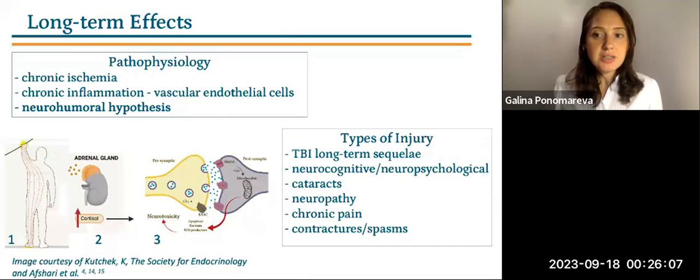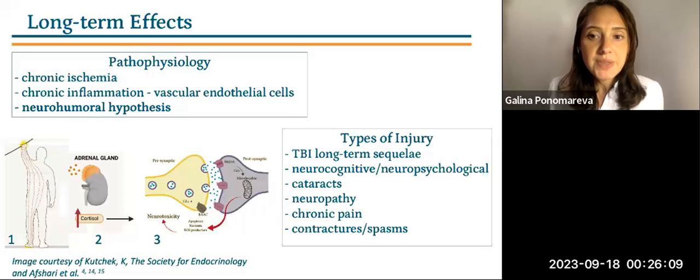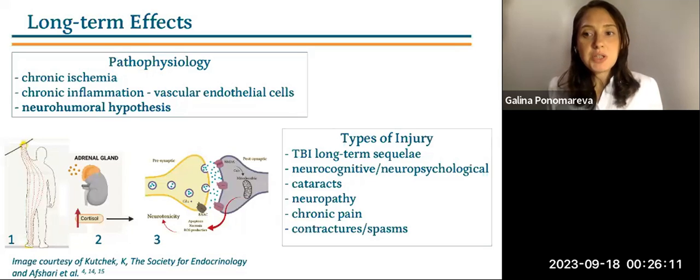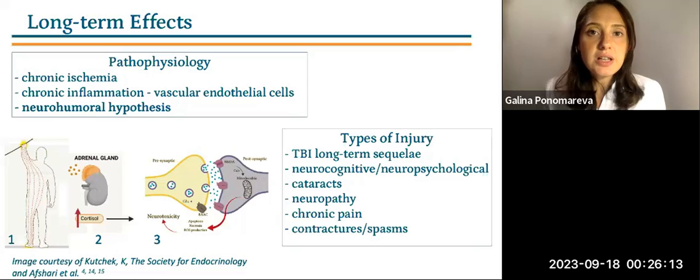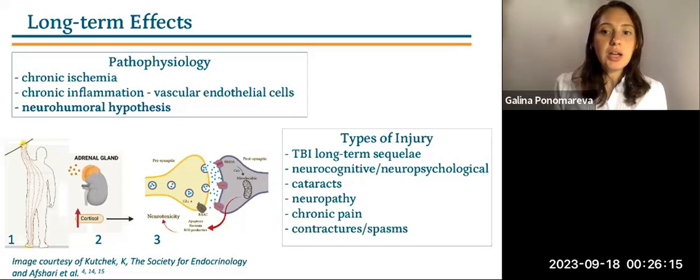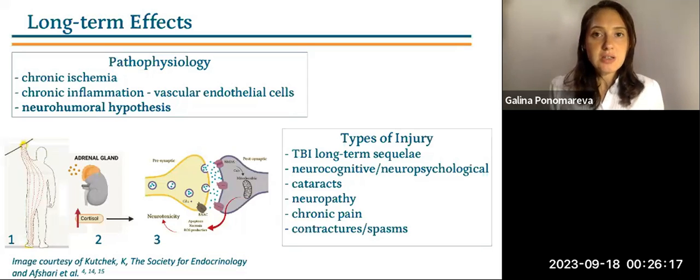One of them is chronic ischemia, which causes slow onset damage. The second is chronic inflammatory reaction of vascular endothelial cells due to free radical damage, and therefore causing a delay in onset of the symptoms. And the third theory is the neurohumoral hypothesis, which does a good job of explaining the delayed and distal effects.